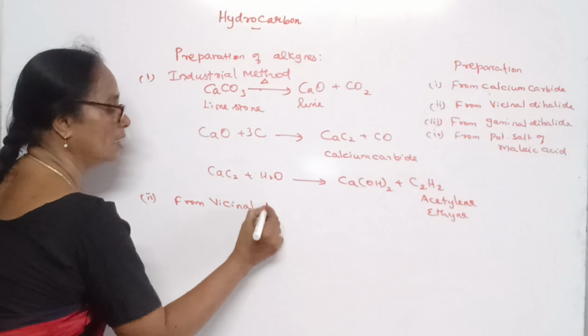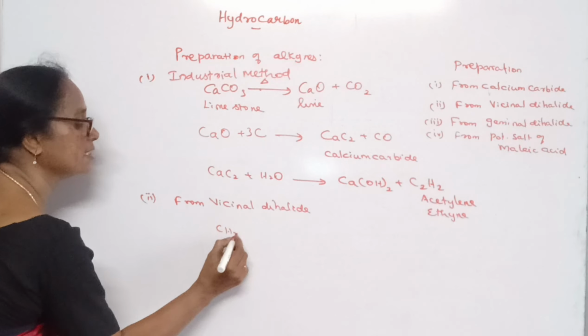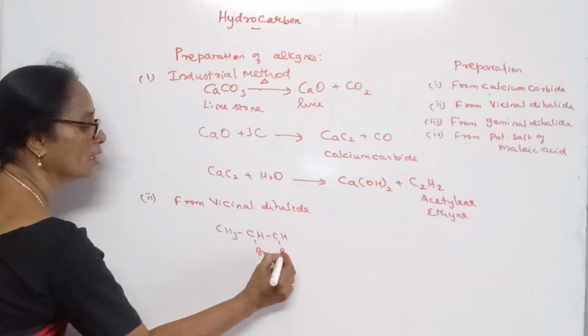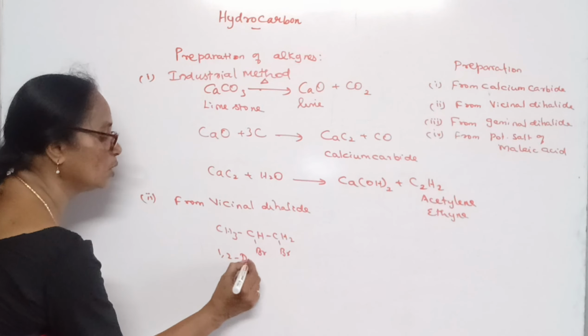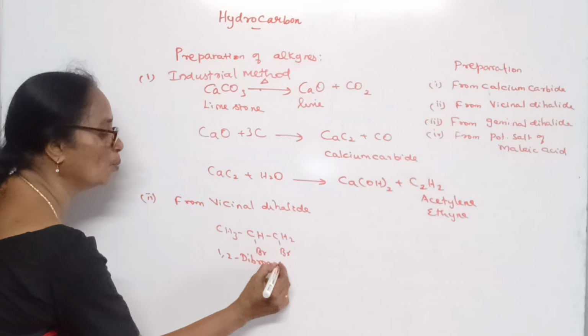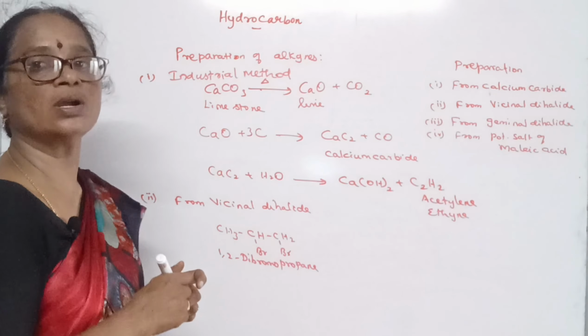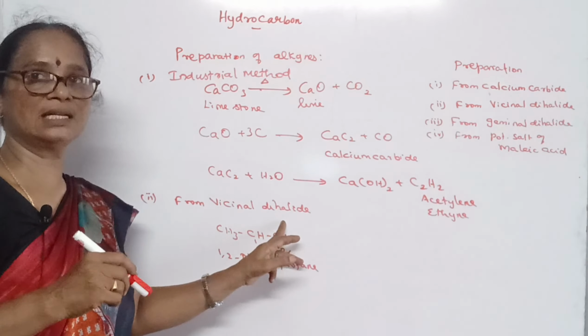So for vicinal dihalide, we can have CH3, CHBr, CH2Br. So this is 1,2-dibromopropane. It has to undergo elimination. Elimination should take place between the adjacent carbon atoms.